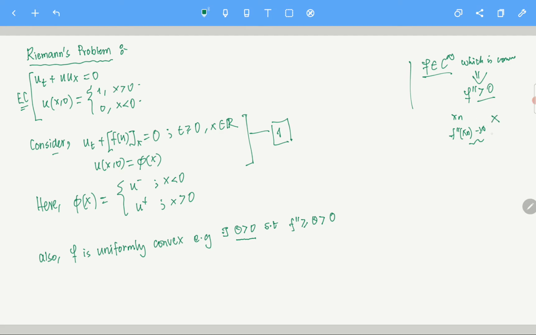This is uniformly convex, and that is merely convex. If f is convex, f double prime is positive, which you already know. Here we are saying more: we need uniform convexity. Uniform convexity means it is bounded below by a positive number, however small it might be. Now, just for fun, you can try to find an example of a uniformly convex function. I will not give it to you; you have to find it yourself.